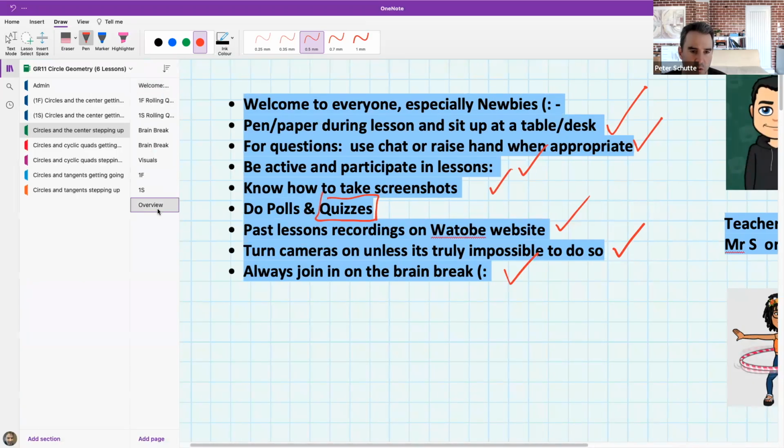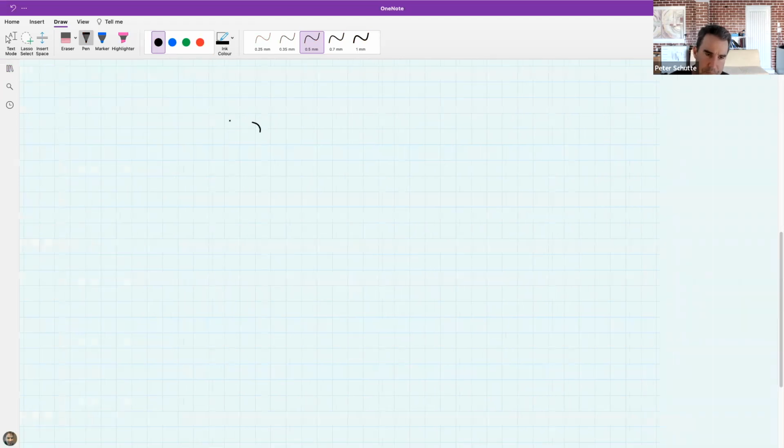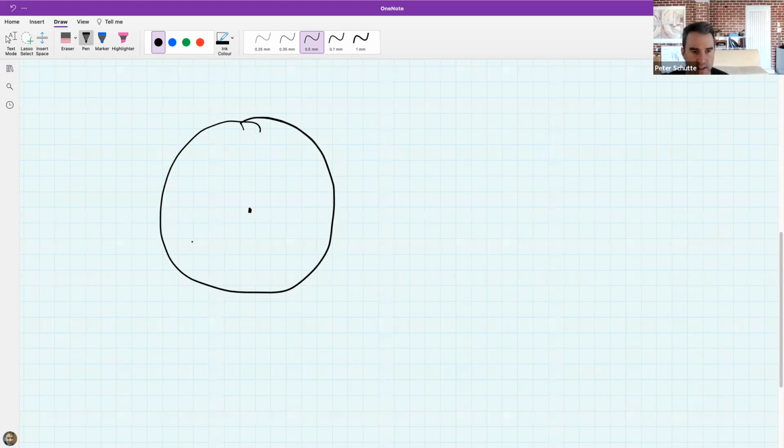So let's start with a quick little overview of what we spoke about in the last lesson. We were doing a bit of vocab. As we talk about circle geometry, that's the center point.